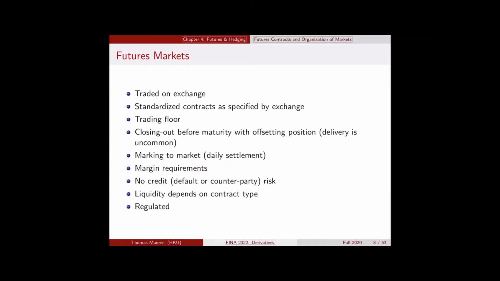The final point is, because futures are traded on an exchange, it is actually easy for regulators to have some oversight because they know exactly who is trading on the exchange and what is traded there. And therefore, regulation is easier to enforce than for over-the-counter traded forward contracts.